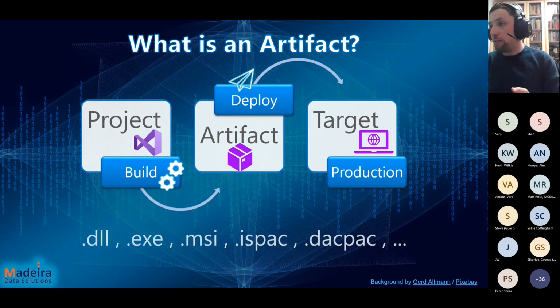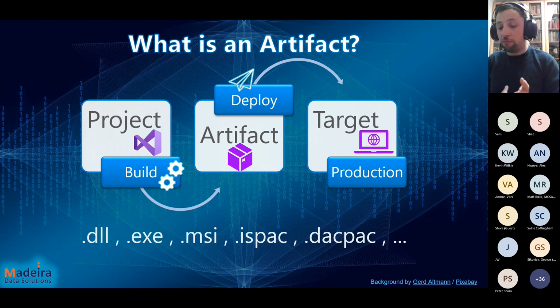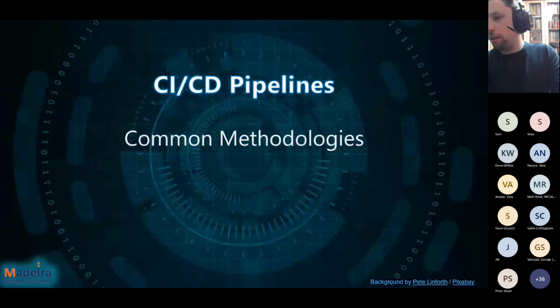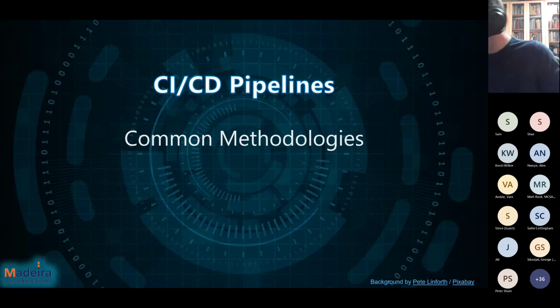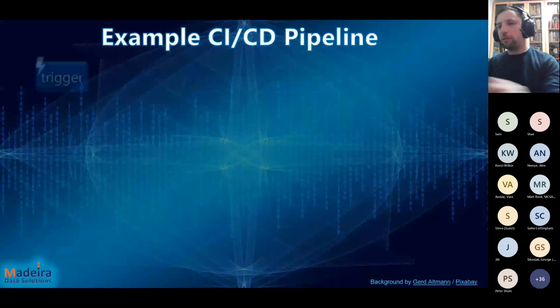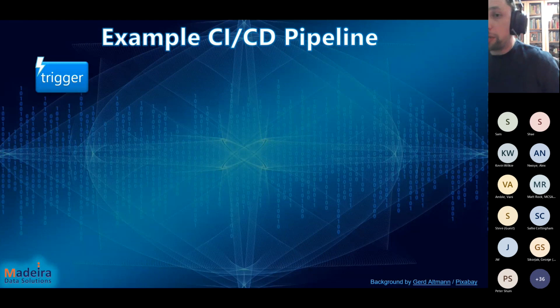For example, there could be DLL files, executable files, MSI installation files, ISPAC, which is an Integration Services package. That is an artifact of SSIS projects. DACPAC, that is the artifact of SSDT projects. And there could be many more, right? So let's see how we're on time. Not too good. Okay, I'll do my best to do this quick.